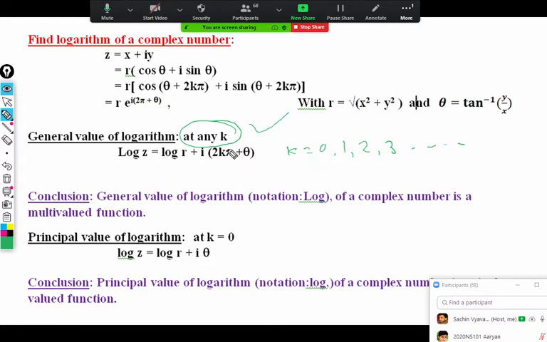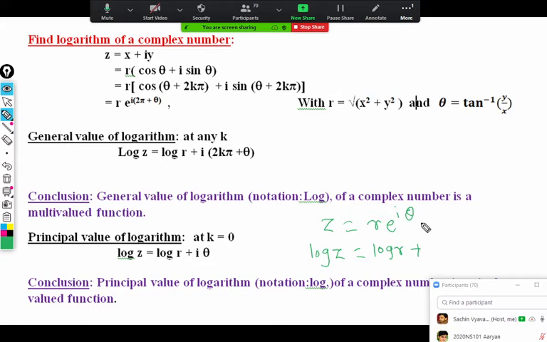But if we just put k equal to 0, or if we take a log of this principal polar form, then we get this one. Log of z is log of r plus i theta. I hope it is clear how we are writing this, because if you observe, what is our z? z is r times e raised to i theta. We take log on both sides. So log of z is, now we know log of multiplication is their addition, so log of r plus log of e raised to i theta. But log of e raised to i theta is only i theta.